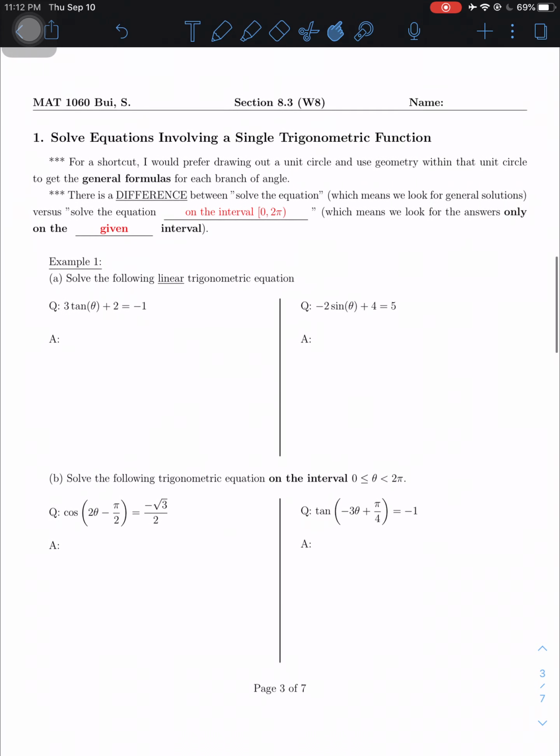So now let's talk about the first objective of the day. Solve equations involving a single trig function. Okay, tips again. For a shortcut, I would prefer drawing out a unit circle and use geometry within that unit circle to get the general formulas for each branch of the angle.